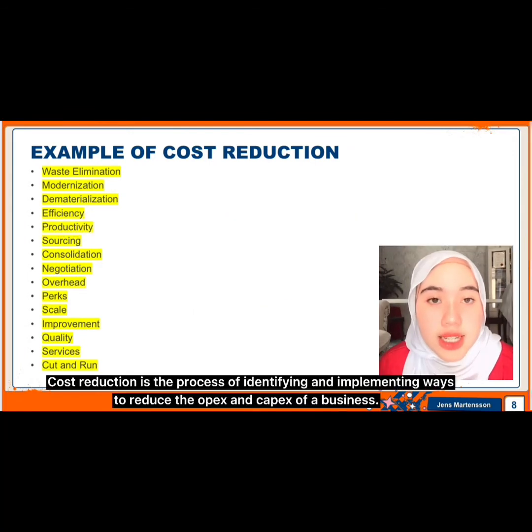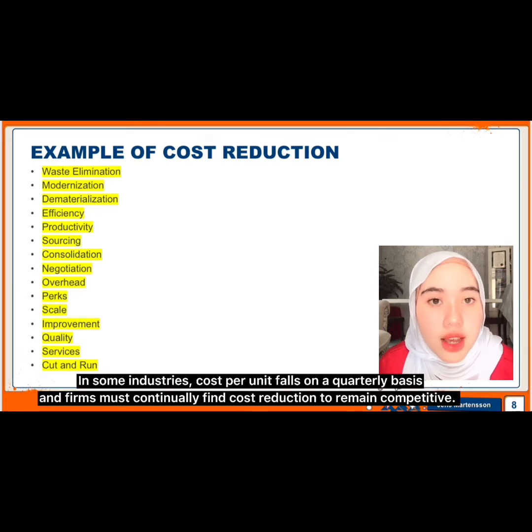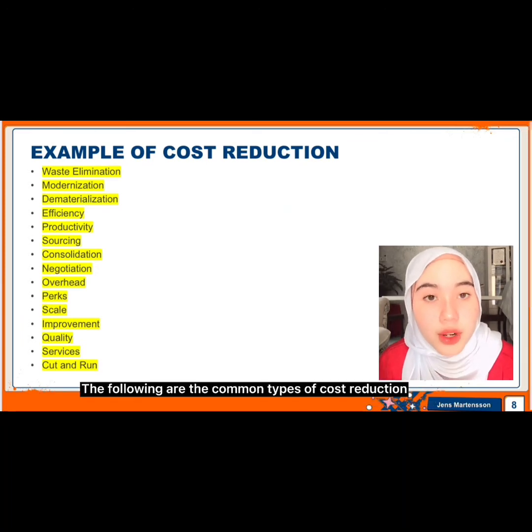My part to present is the example and the conclusion. Cost reduction is the process of identifying and implementing ways to reduce the opex and capex of a business. In some industries, the cost per unit falls on a quarterly basis, and firms must continually find cost reduction to remain competitive. The following are the common types of cost reduction.